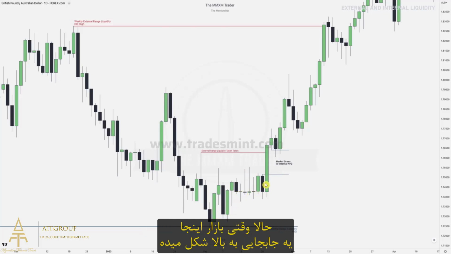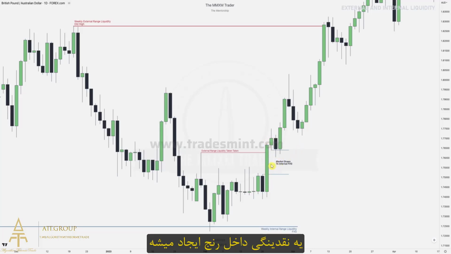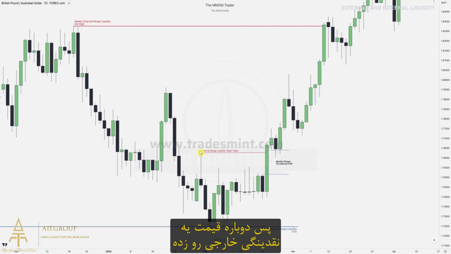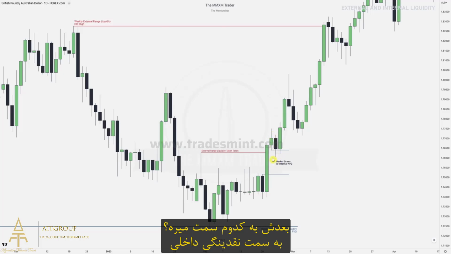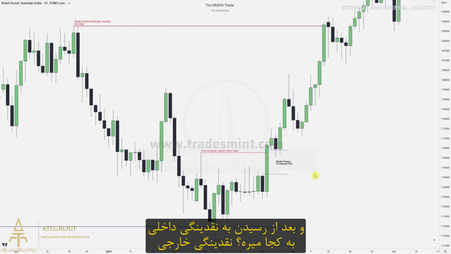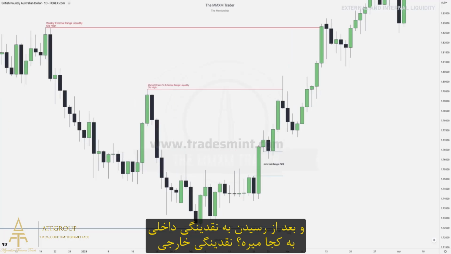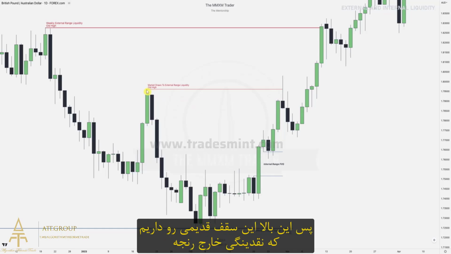Now, when the market displaces over here, we have internal range liquidity formed, right? So again, we go from external over here, where do we want to go? We have internal, right? Back into internal. And after we hit that internal, where do we want to go? External again, right? So we have this old high up here, which is external range liquidity.